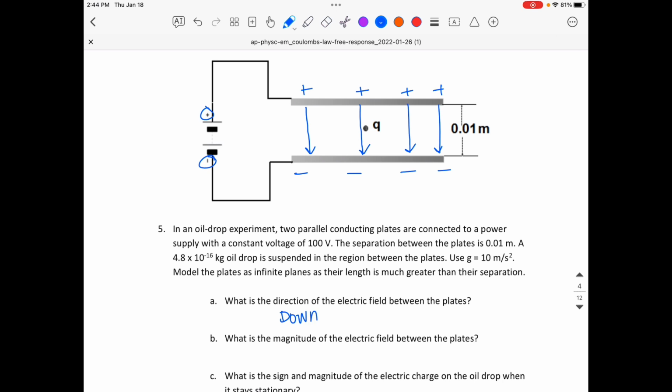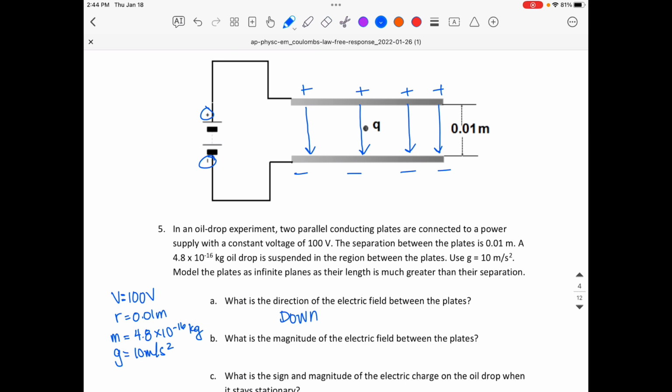For part B, what's the magnitude of the electric field between the plates? In this scenario, we need to figure out what's given to determine how we're going to solve for the electric field. We have voltage, which is 100 volts. We have the radius between the plates, which is 0.01 meters. We have the mass of the oil drop, which is 4.8 times 10 to the negative 16 kilograms. And then we have gravity, which is 10.